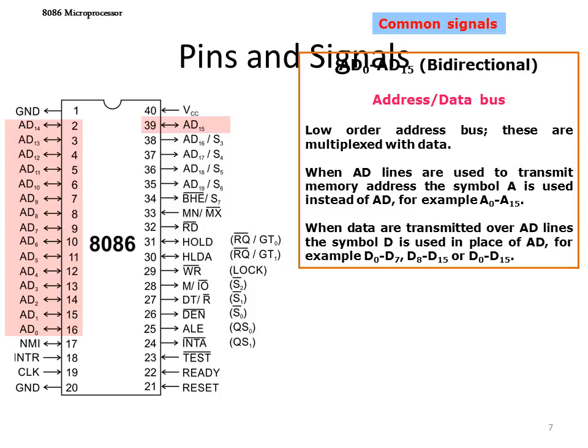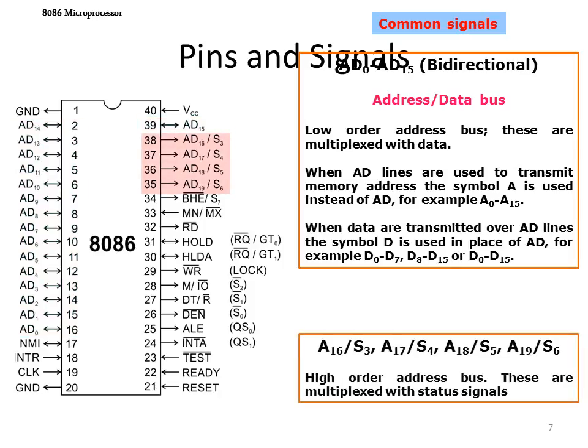Coming to AD0 to AD15, these are the address bus and data bus signals which are bidirectional. Lower order address bus lines are multiplexed with data to form address and data lines. When the data is transmitted over AD lines, the symbol D is used in place of AD, for example, D0 to D7, D8 to D15 or D0 to D15. A16 to A19 are the higher order address bus lines.